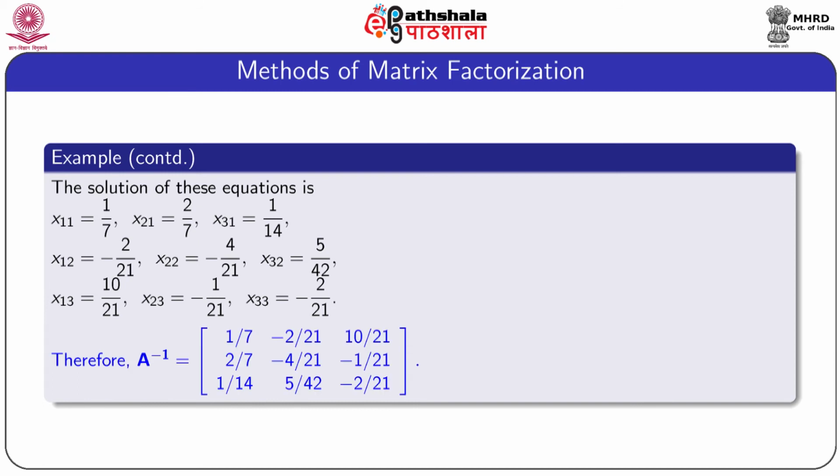Therefore, A inverse equal to: first row 1 by 7, minus 2 by 21, 10 by 21. Second row is 2 by 7, minus 4 by 21, minus 1 by 21, and third row is 1 by 14, 5 by 42, minus 2 by 21. So, this is the final matrix, and this is nothing but the inverse of the given matrix A.